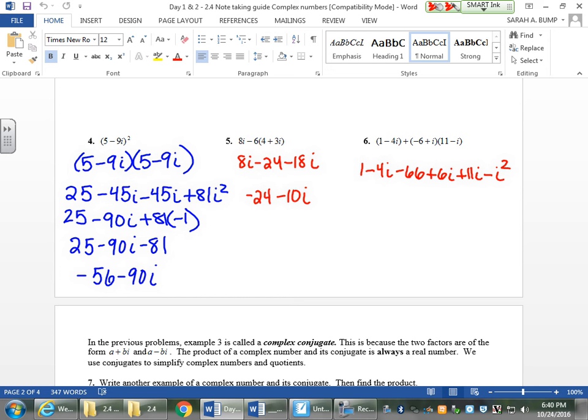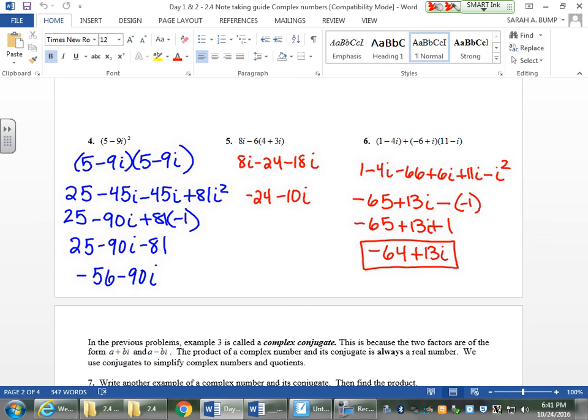Combine my like terms and change i squared to negative 1. 1 minus 66 is negative 65. If I combine the negative 4i with the 6i with the 11i, I'm going to get 13i. And then I'm minusing i squared, so I'm minusing negative 1. When you minus a negative 1, it turns into adding 1, and I will get negative 64 plus 13i. I did forget the i right there. And that's it on multiplication. So you're just distributing, but you have to make sure you replace the i squared with negative 1 at the end.